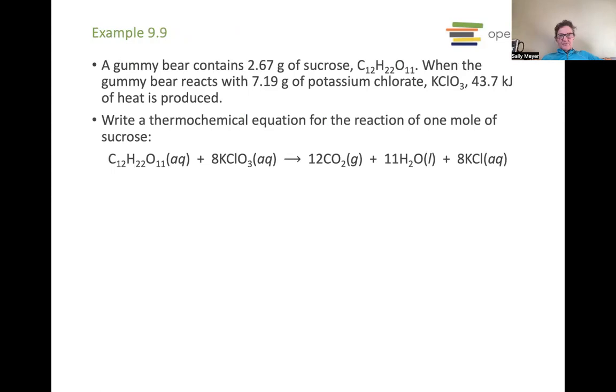So this is an example. A gummy bear contains some sucrose, and when the gummy bear reacts with potassium chlorate, 43.7 kilojoules of heat is produced. So we want to write a thermochemical equation for the reaction of 1 mole of sucrose. So we want to put the delta H next to this reaction.